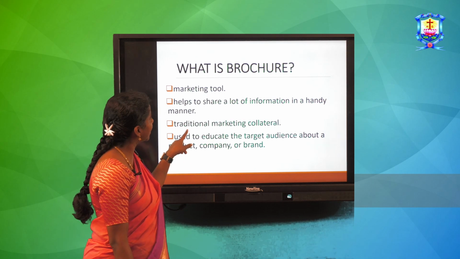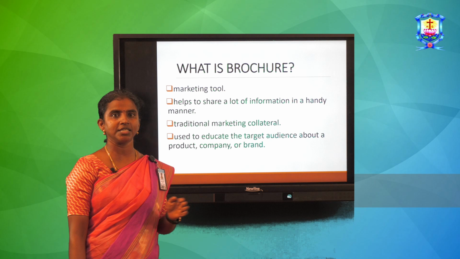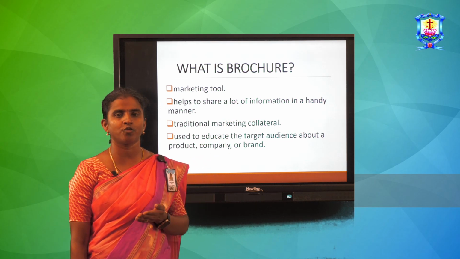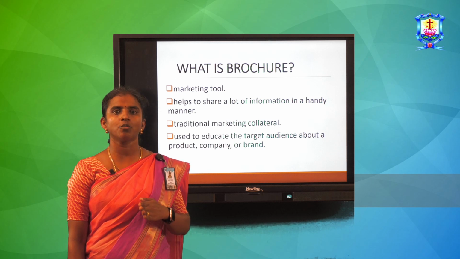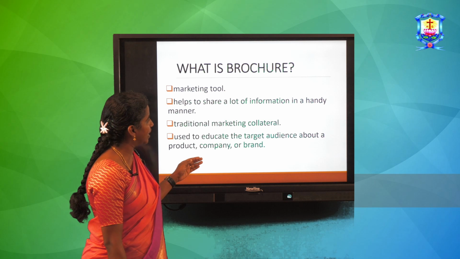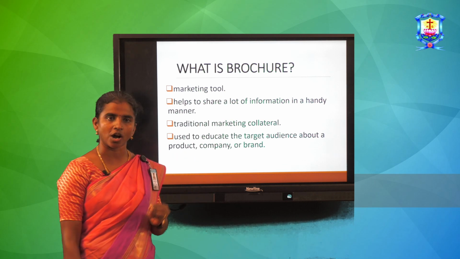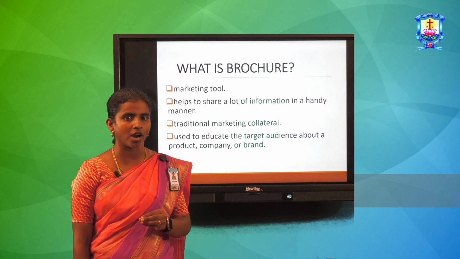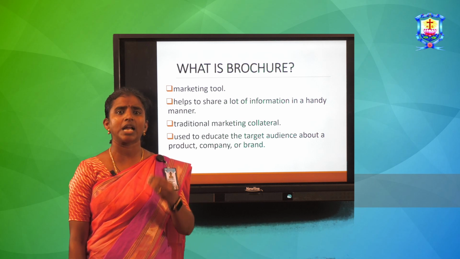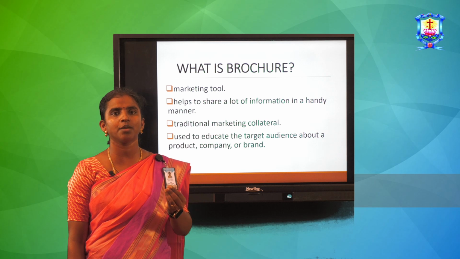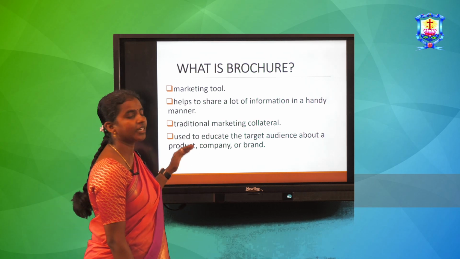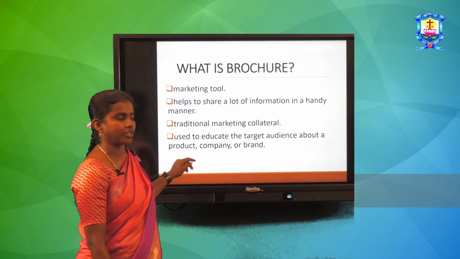Next is, it is a traditional marketing collateral. That means it is there from the beginning. Though we have many digital media and platforms to advertise, most people prefer traditional marketing collateral. Next is, it is used to educate the target audience about a product, company or brand. Not only about a product, company or brand, even for an event. When you go to a restaurant, you want to know the items that are there, you can see a brochure of that restaurant and know it. In that way, it will be useful. That gives you the information for the target audience.